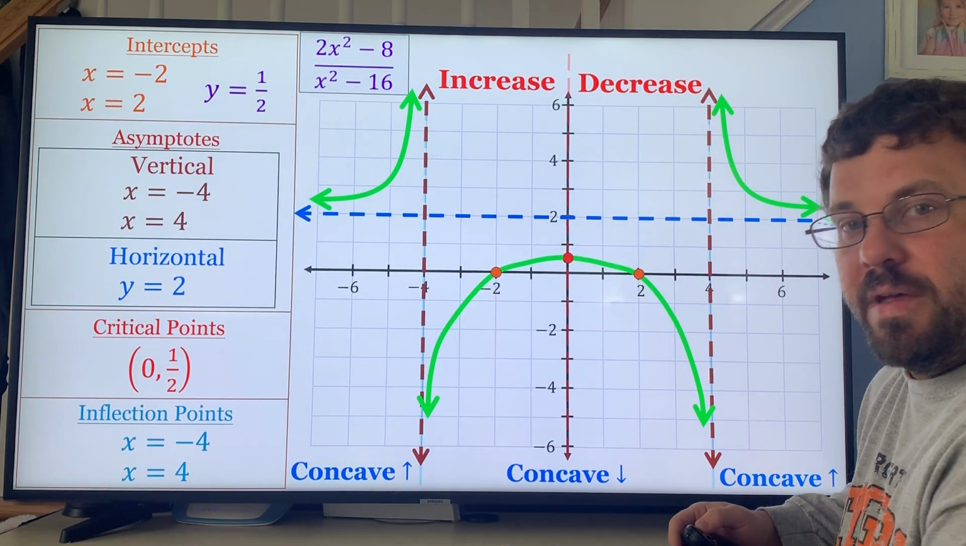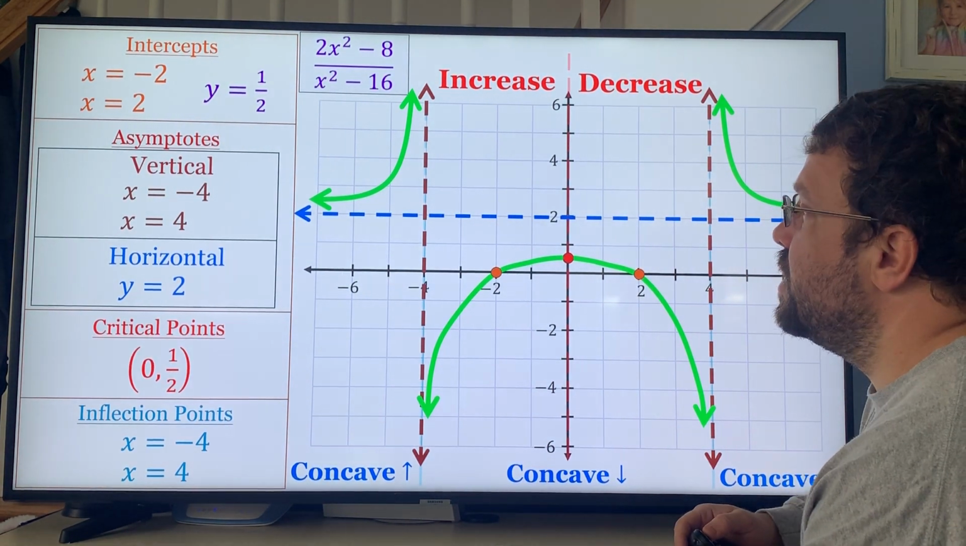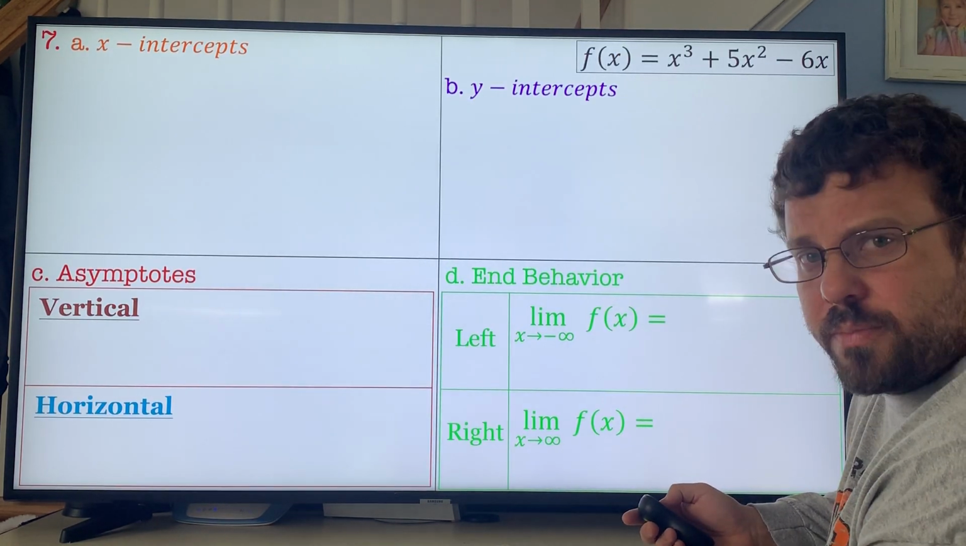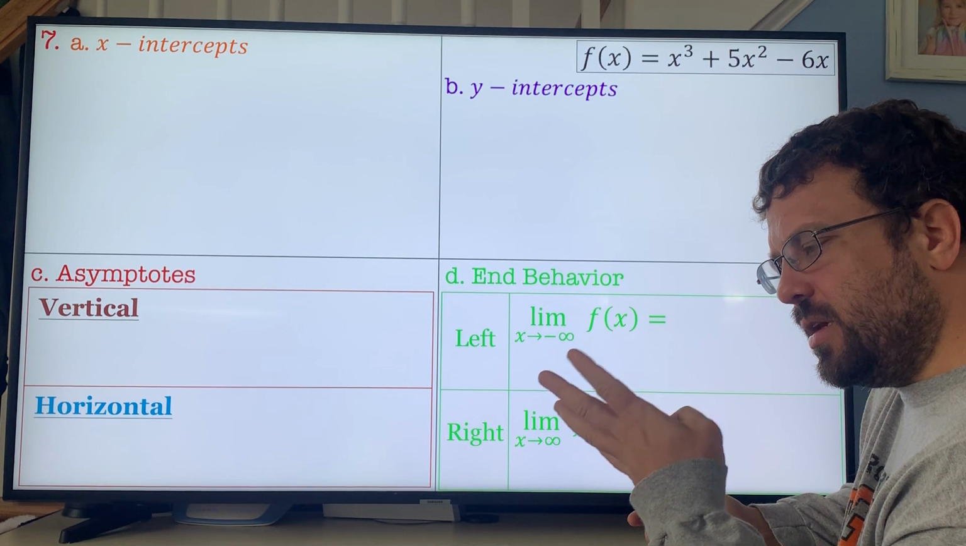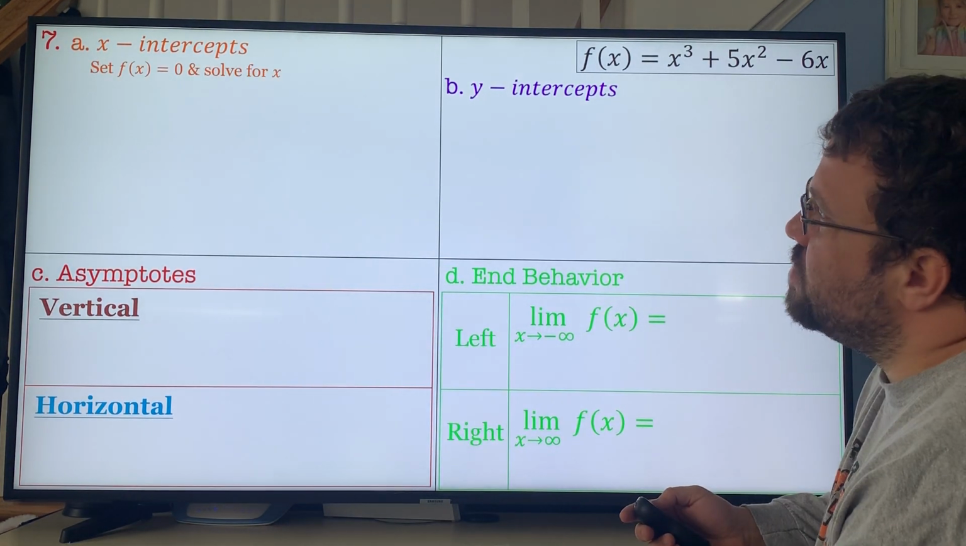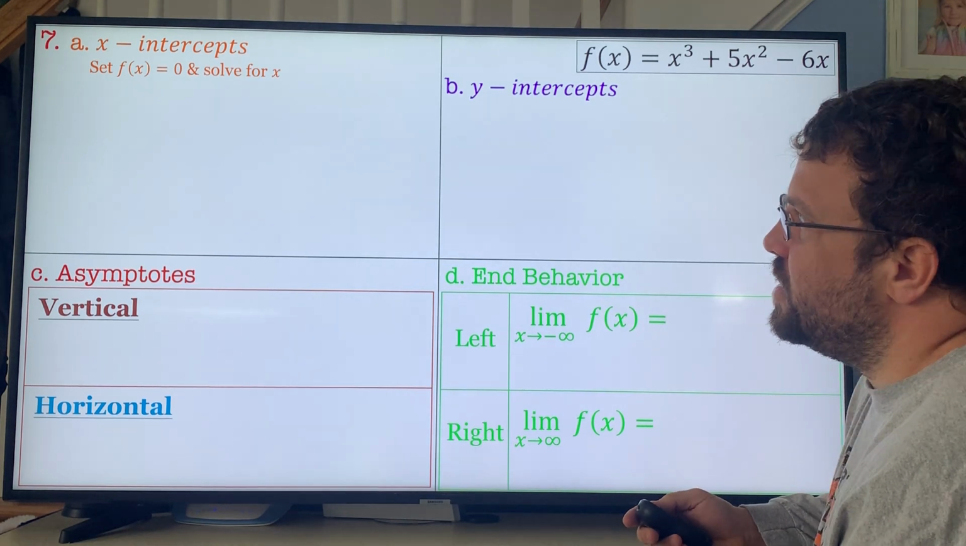Is that what you got? If that's what you got, I'm very proud of you. If not, hopefully you can get it by the next couple problems. All right, problem number 7. 7, 8, 9, 10, 11. 5 more. All right, x-intercepts. I'm just going to shoot through these problems. Pause me when you need to.